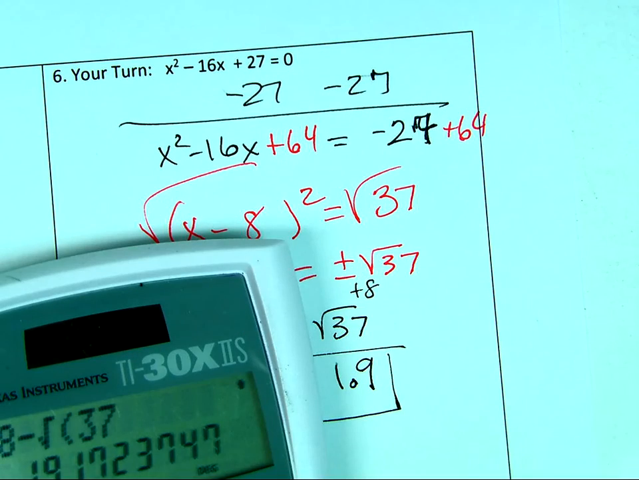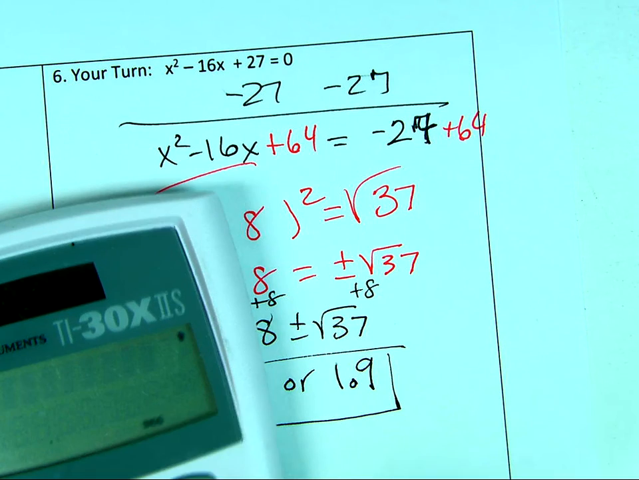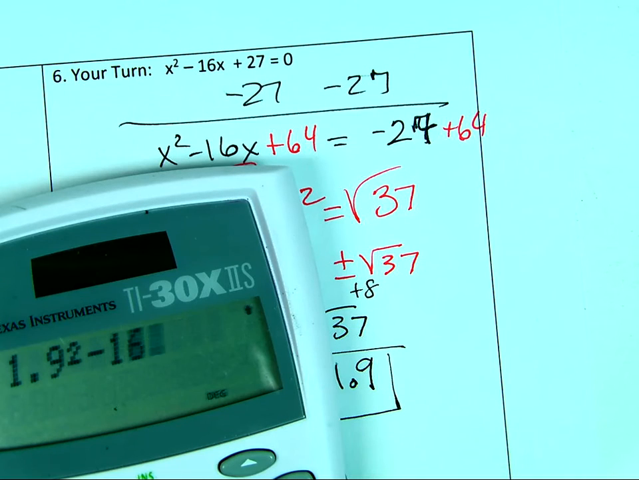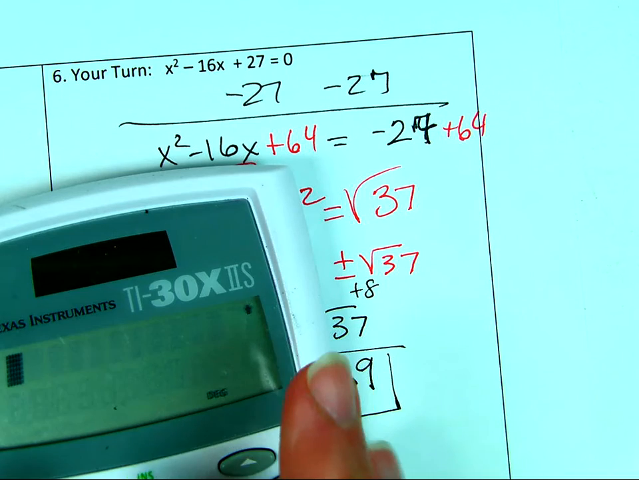You can always throw that number back in right here and see if it works. If you estimate it, like if you put 1.9 in, it's not going to be exactly 0. So I'm going to show you that real quick. So 1.9 squared minus 16 times 1.9 plus 27. And I get 0.21. It's like 2/10. It's a little bit away from 0, but that's because it was an estimate. If you had put that square root back in, you would get the exact answer.